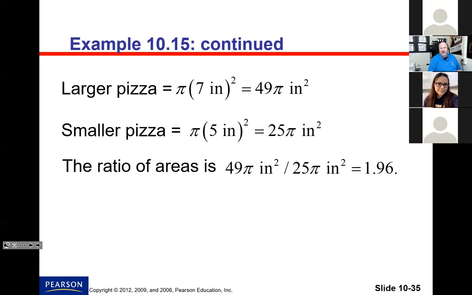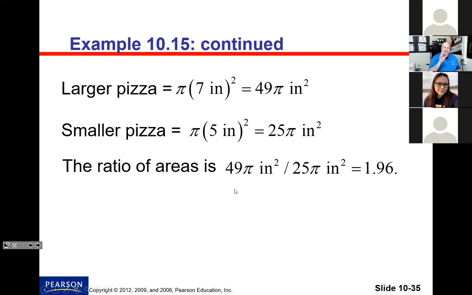What's going to happen to those pies? What's pi divided by pi? What's anything divided by itself? 1. So they disappear. So technically you could do 49 divided by 25 and you find out it's 1.96.